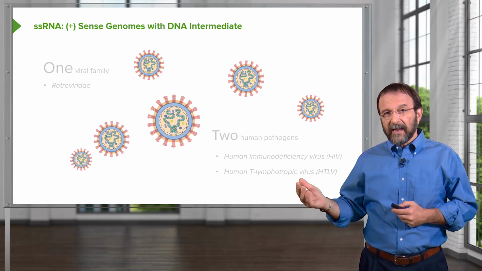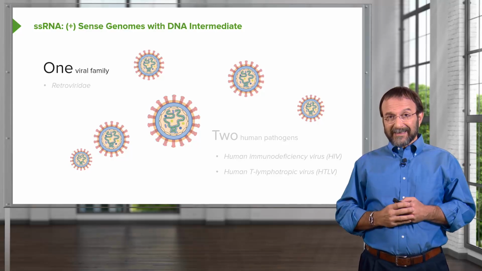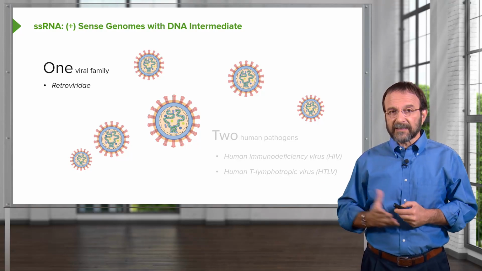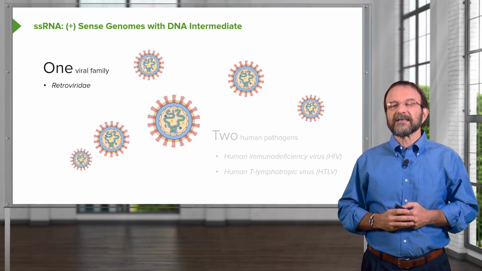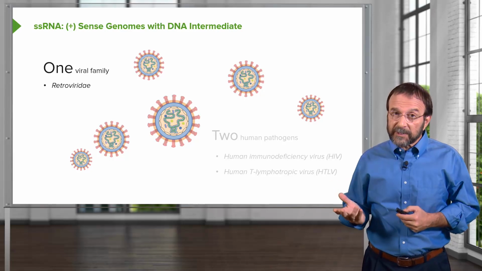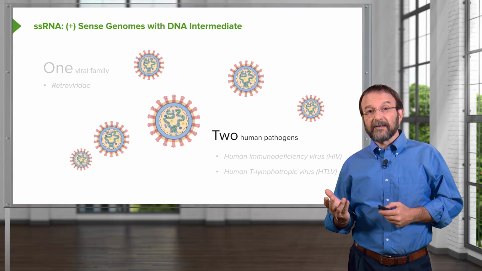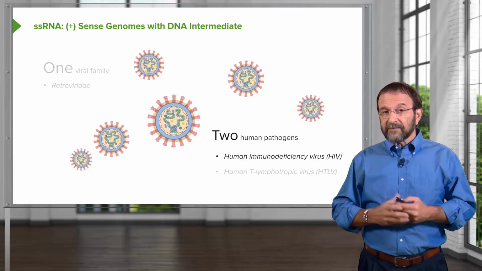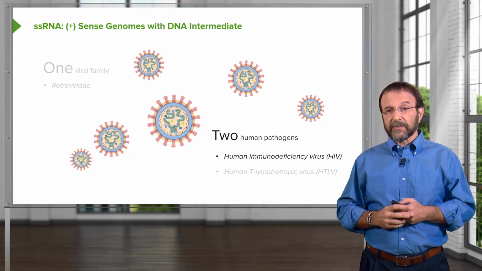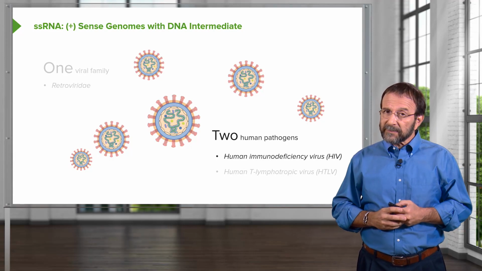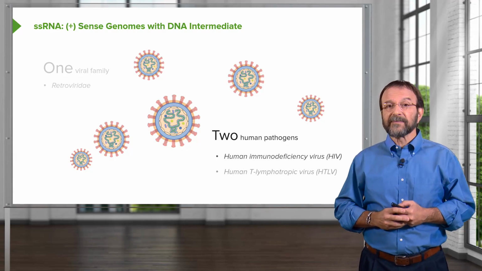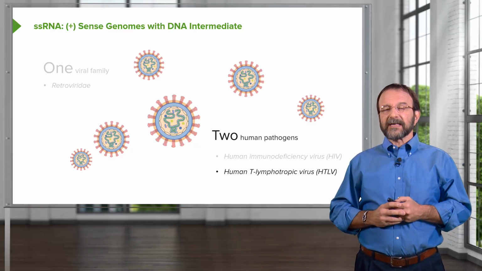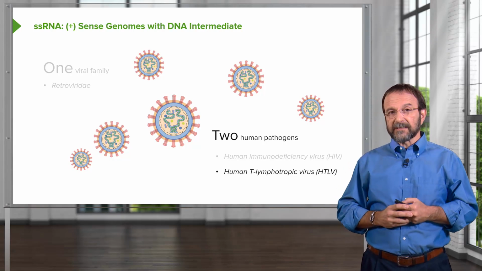Let's move on to single-stranded RNA viruses with a plus-sense genome, except these viruses go through a DNA intermediate. And there's one virus family containing these kinds of viruses. It's called the Retroviridae, or retrovirus family. And the picture of the virus you see here is an example of a retrovirus. There are two human pathogens in this family. They're very important pathogens. One is HIV, human immunodeficiency virus. Of course, we're in the midst of a huge HIV pandemic, over 33 million people infected at this moment in time. And then the other human retrovirus, human T lymphotropic virus, or HTLV, also causes millions and millions of infections as well.